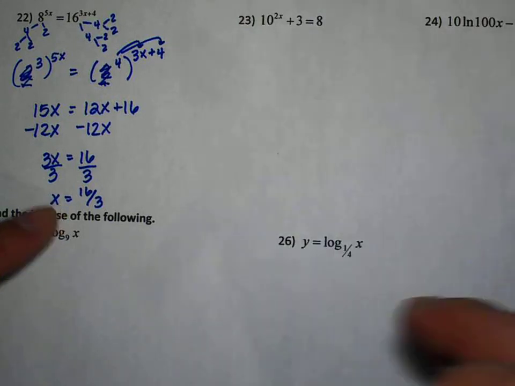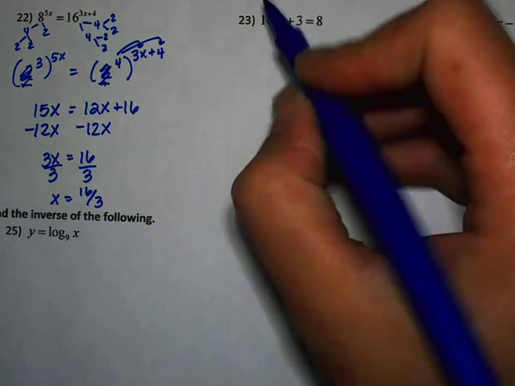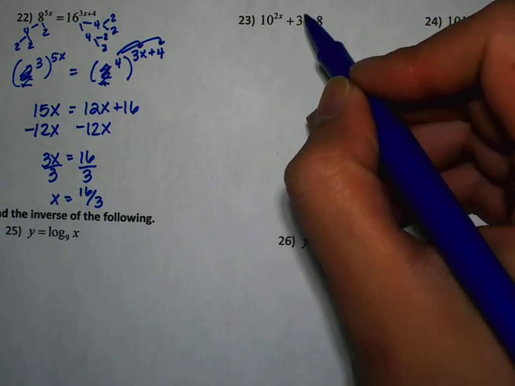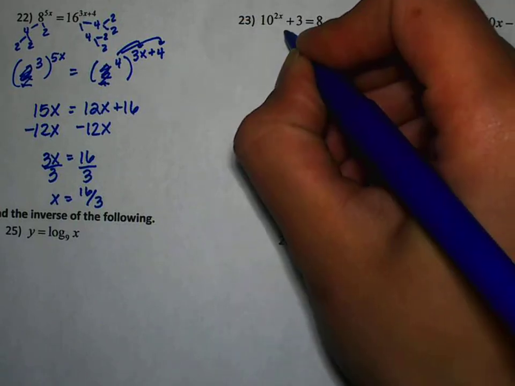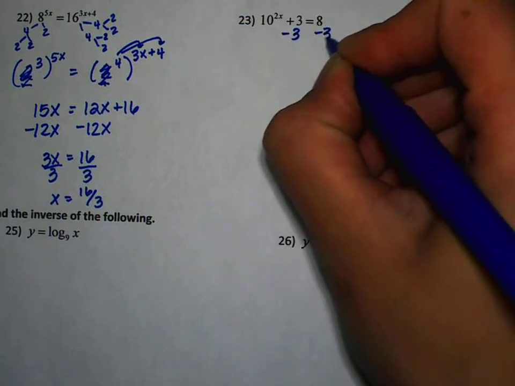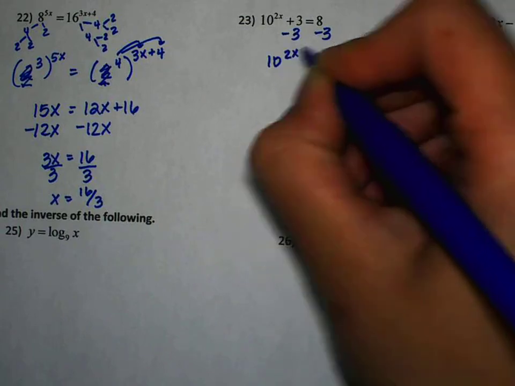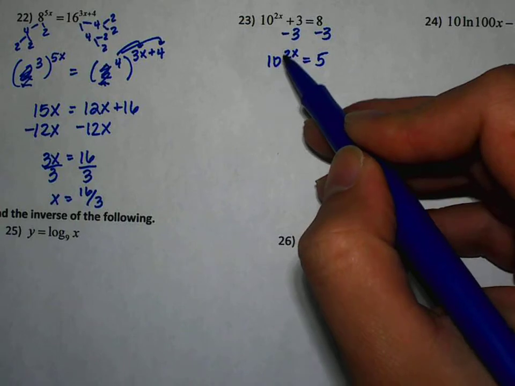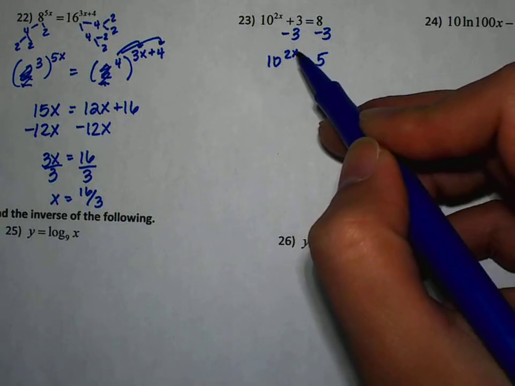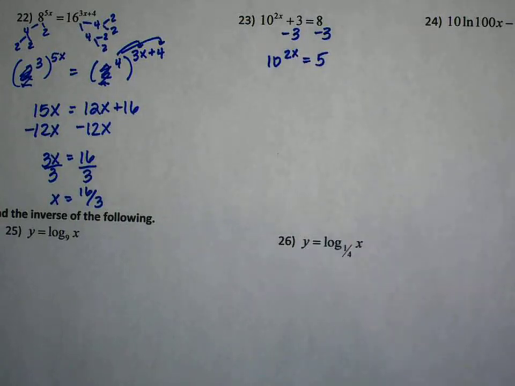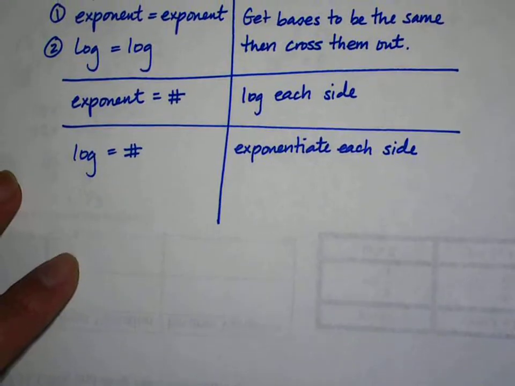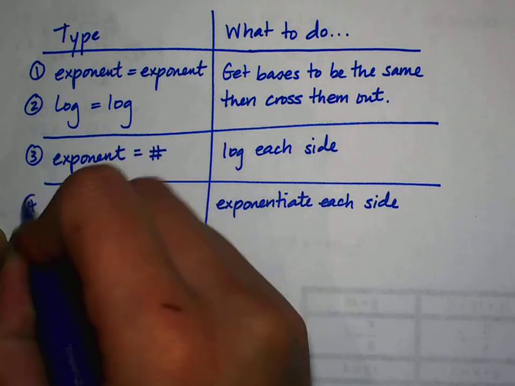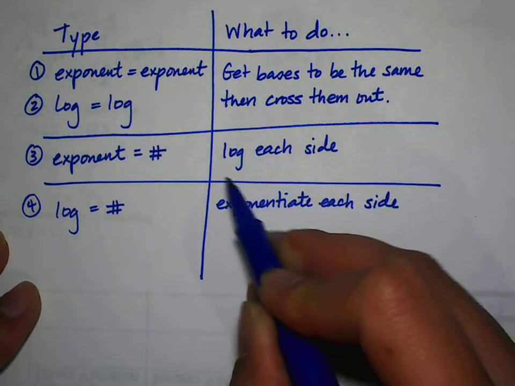For 23, we have a few things. We always say do your algebra 1 before your algebra 2. So I know I need to get rid of this 3. Since we're adding 3, we have to undo that by subtracting. Alright, we're at a point where we have to get rid of this 10. And 10 is the base of my exponent. Okay, so an exponent is equal to a number. So we have to log each side.